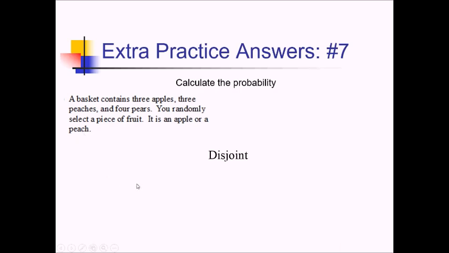So probability of an apple or a peach. Let's deal with each one separately. Overall, we have how many pieces of fruit? Because this is our denominator, our total possibilities. 3 plus 3 plus 4, that gives us 10 pieces of fruit. So that's always going to be our denominator when we're doing this.